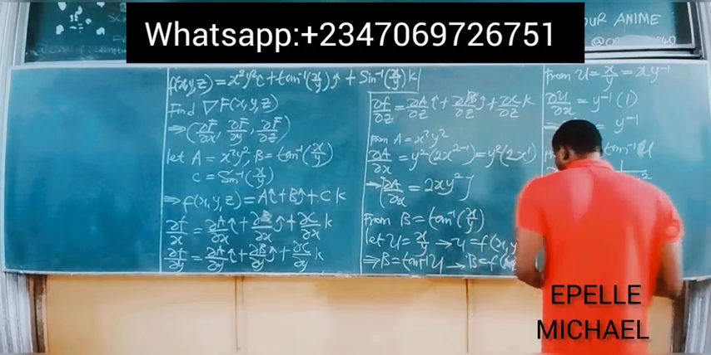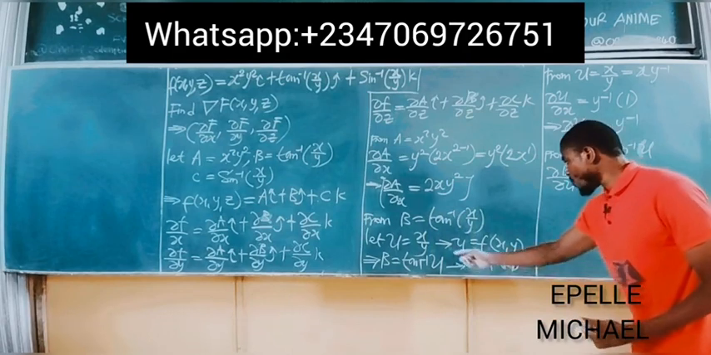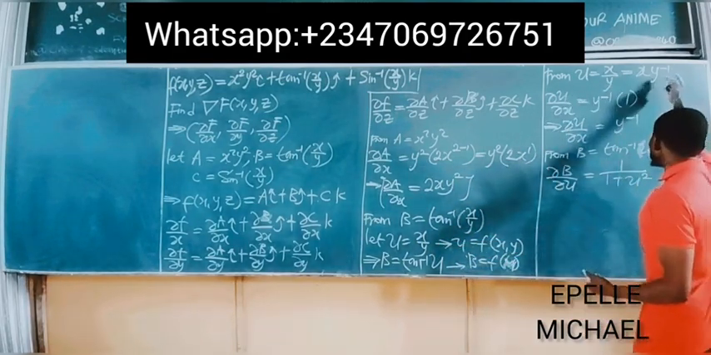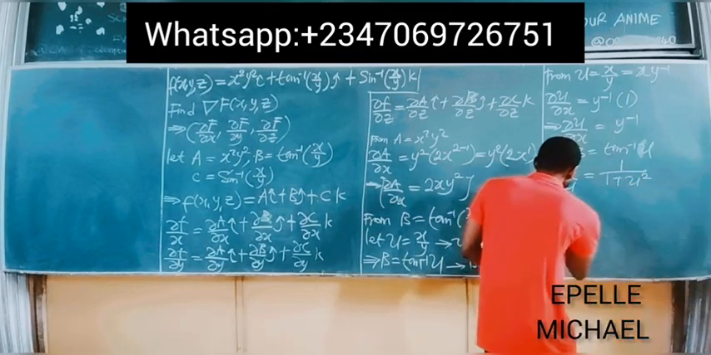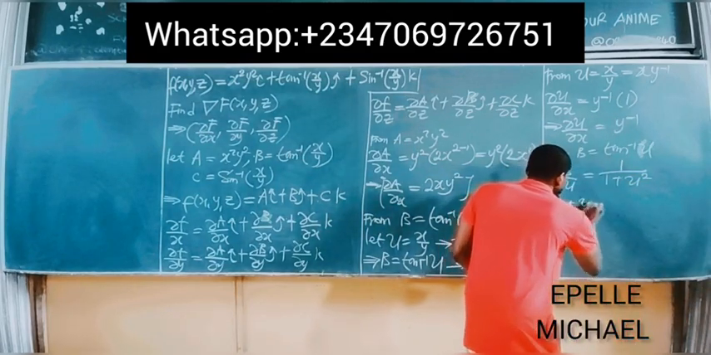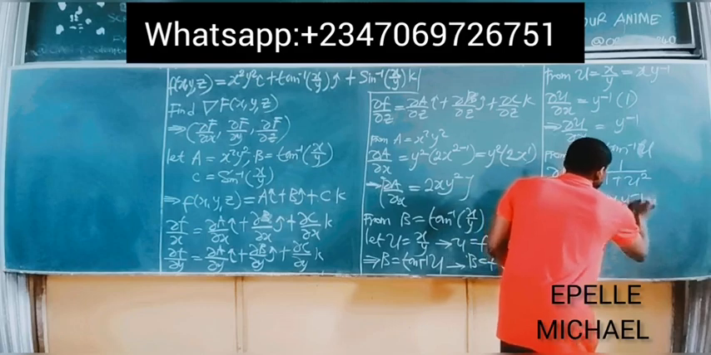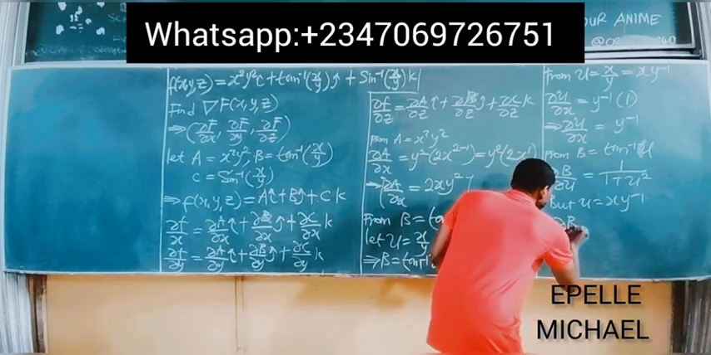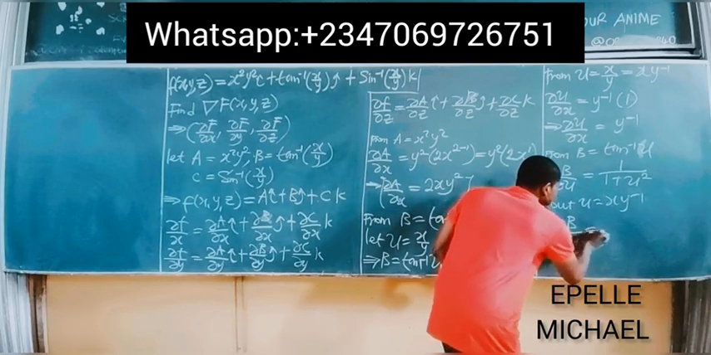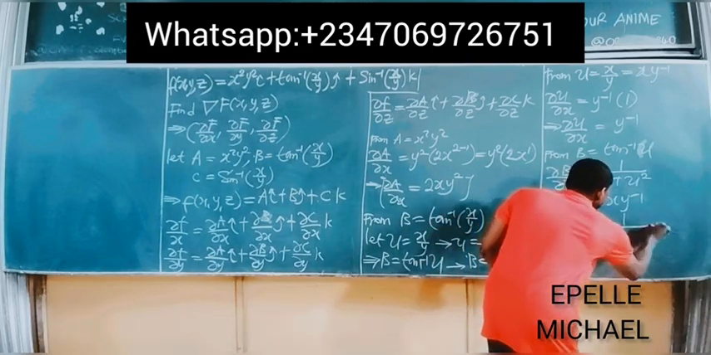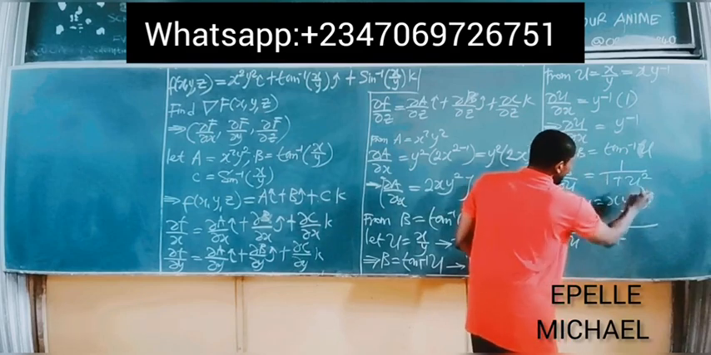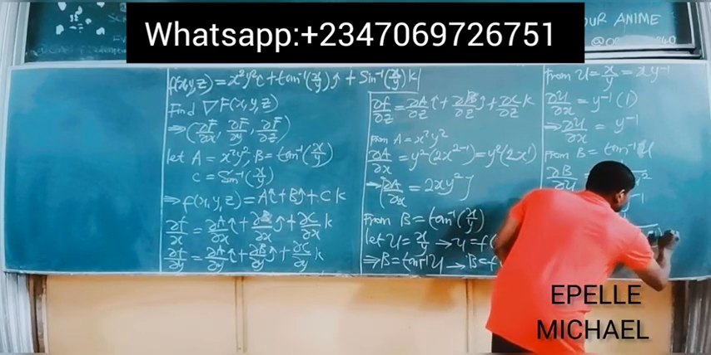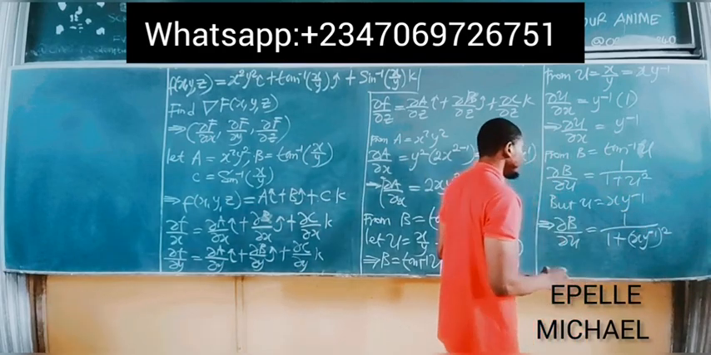But not forgetting, we said let u be equal to x all over y, which can also be written as x y to the power of minus 1. So state that down: u equals x y to the power of minus 1. So this implies that partial b all over partial u is now equal to 1 all over 1 plus, in place of u squared, we simply have x y to the power of minus 1 all squared. So we have this for partial b partial u.